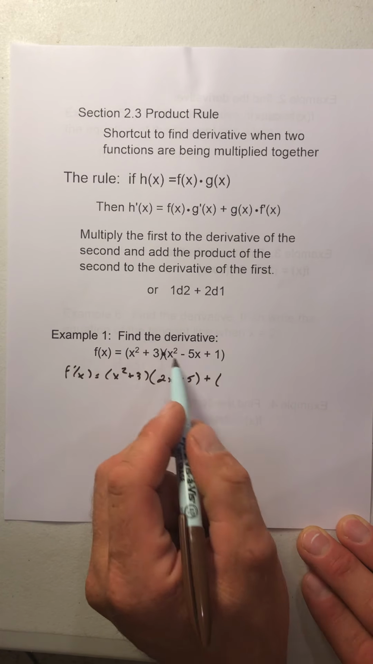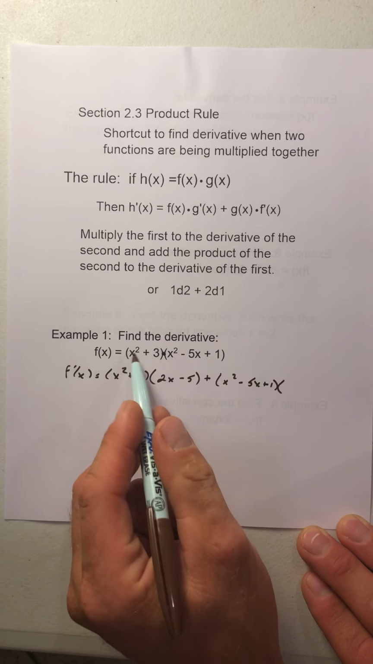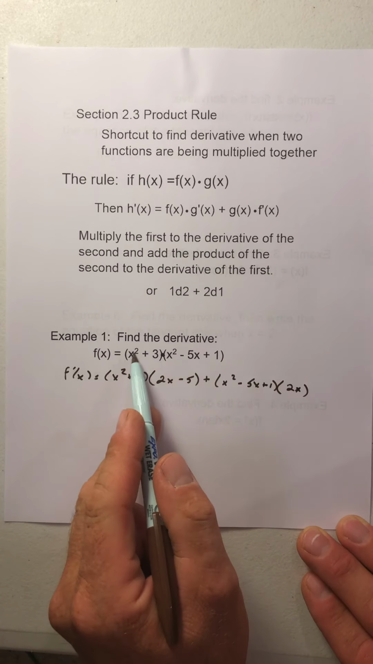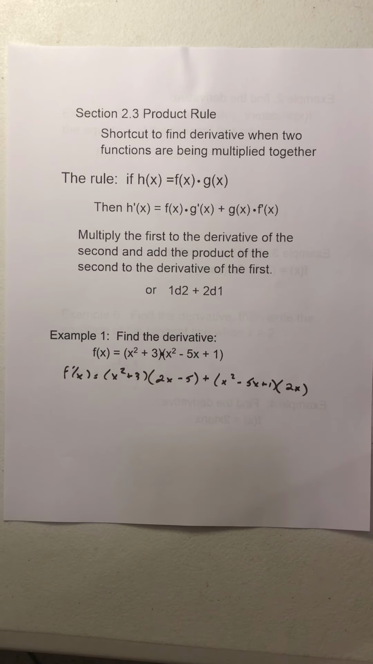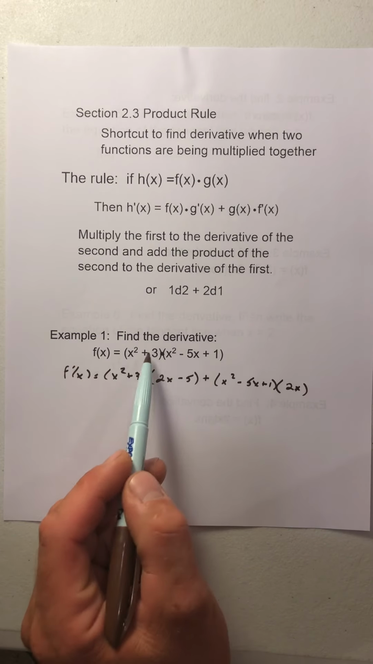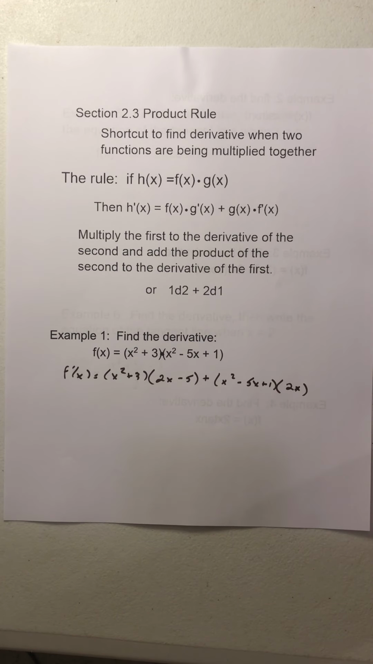To that we're going to add the second, or x squared minus 5x plus 1, and to that we're going to multiply the derivative of the first. Derivative of x squared plus 3 is 2x. So notice we're now using that power rule as we're doing the product rule. So we had a product rule, two things being multiplied together, but within that product rule we did a power rule. So you just can't forget about the power rule. Not going to work that way.